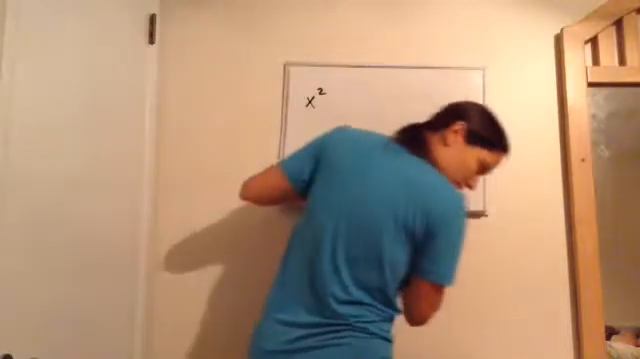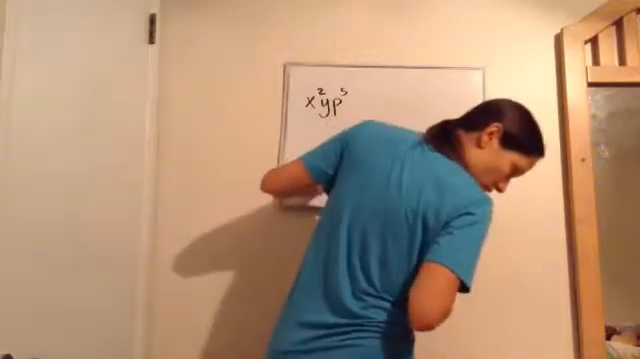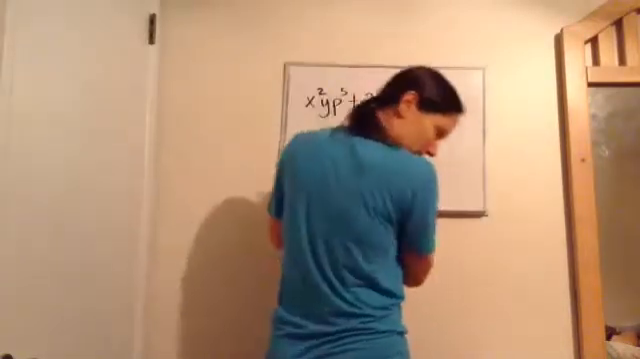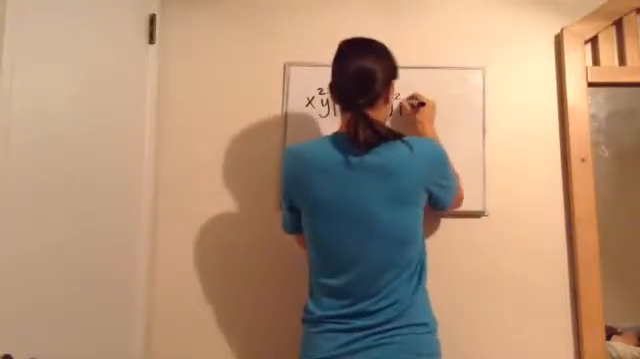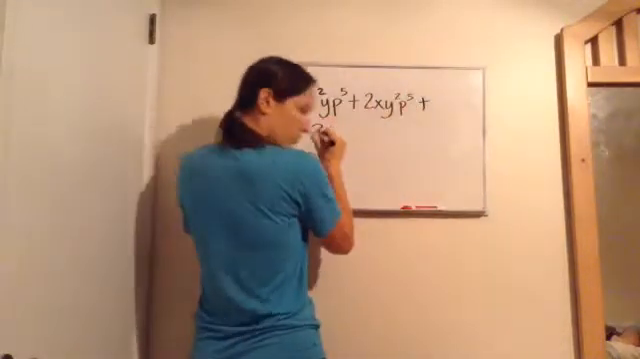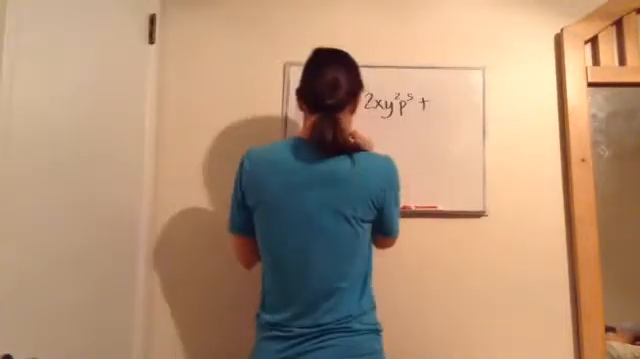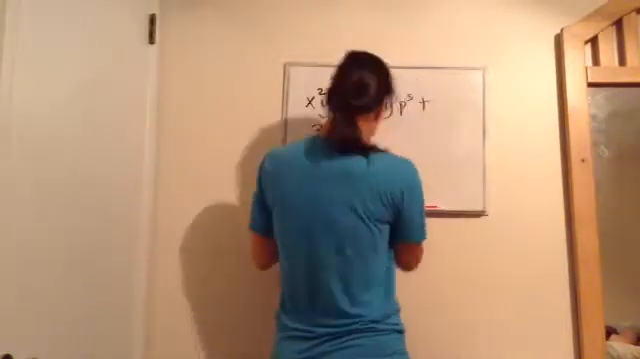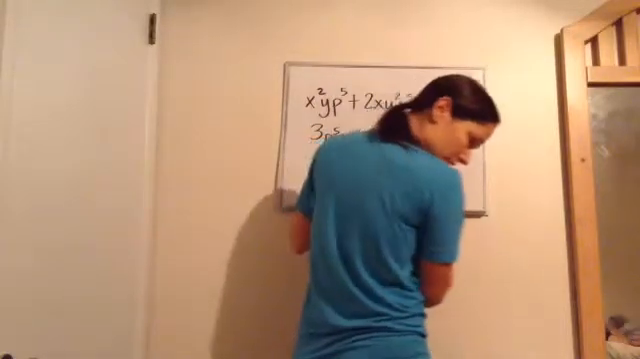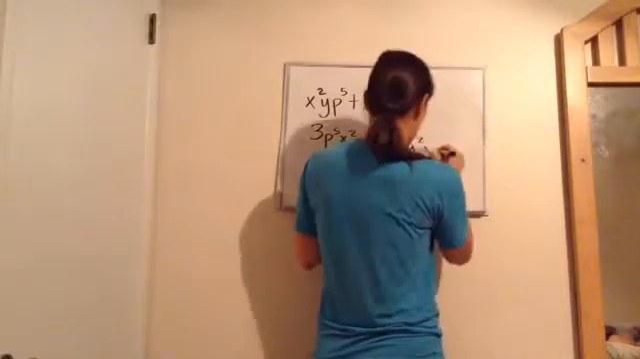So I have x squared y p to the 5th power plus 2x y squared p to the 5th power plus, I'm going to move down here, 3 p to the 5th power x squared y minus 7y squared x p to the 5th.